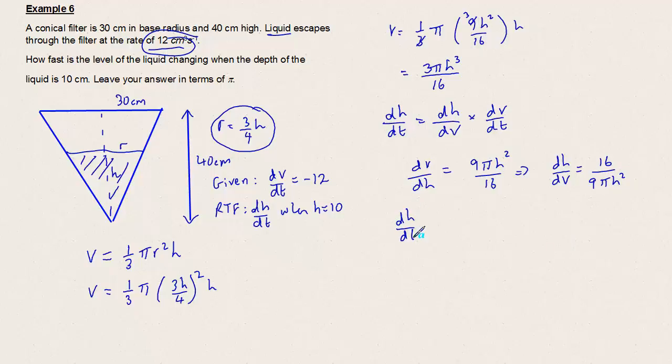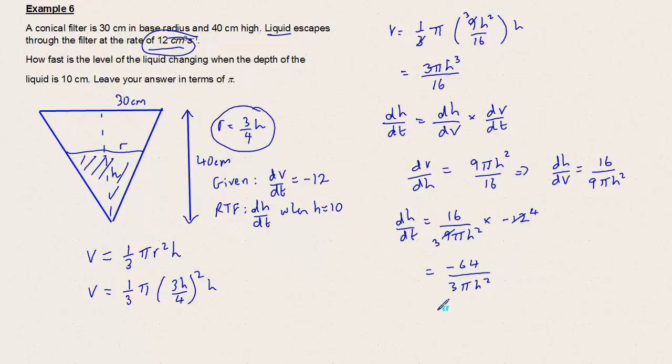So dH/dt is going to be 16 over 9 pi h squared times dV/dt, which we know is -12. Do some cancelling here. 3 goes in here 3 times and in here 4 times. 16 times 4 is 64, so that's going to be -64 over 3 pi h squared.